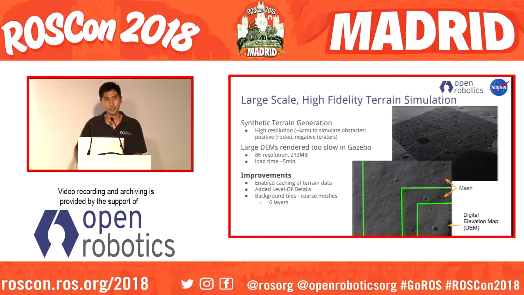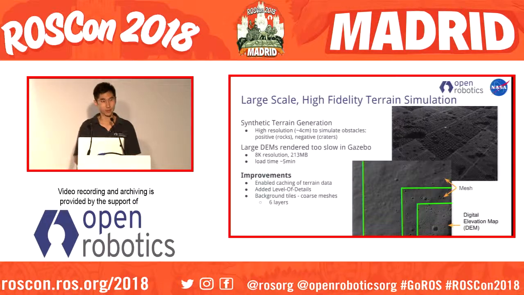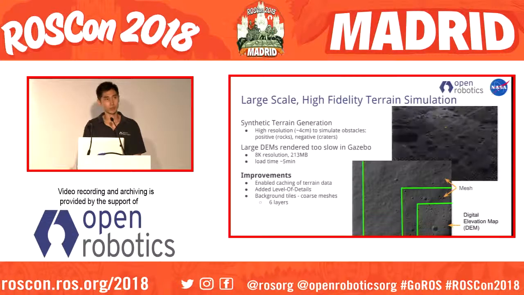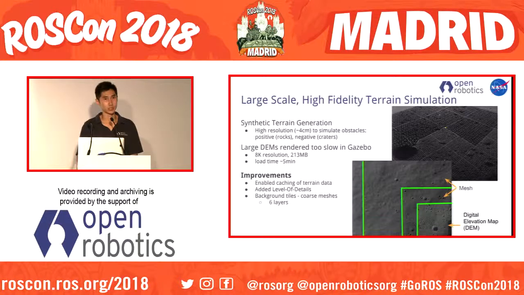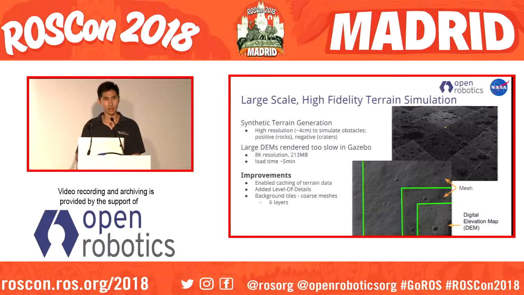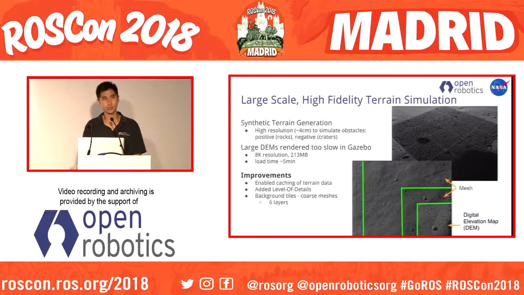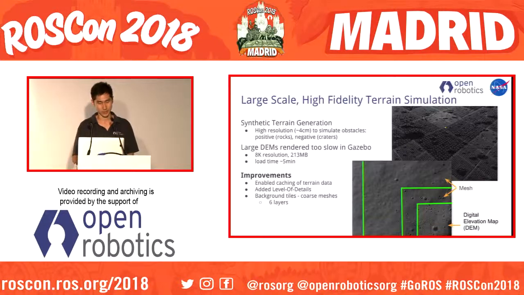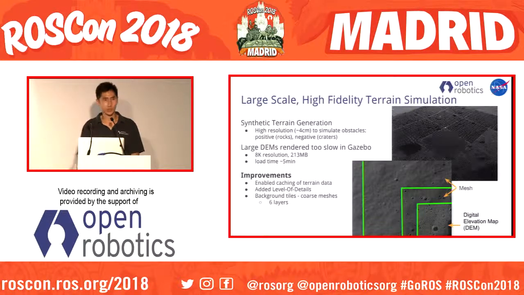So early on in the project, we were given a very high-resolution terrain file, in the form of digital elevation maps, a format that's already supported by Gazebo. What the engineers and scientists at NASA did was take the actual lunar DEM file and artificially increase its resolution. Then they inserted rocks and craters to make it as close as possible to the actual site that we're simulating.